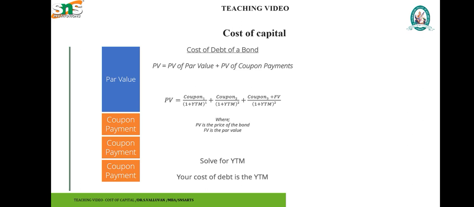Calculation of the cost of debt of a bond. The price of the bond is the present value of the par value plus the PV of the coupon payments. PV is equal to coupon divided by 1 plus YTM raised to the power 1, and it goes on like that, where PV is the price of the bond and the final term is the par value. Solving for YTM, the answer is that the cost of debt is the YTM.